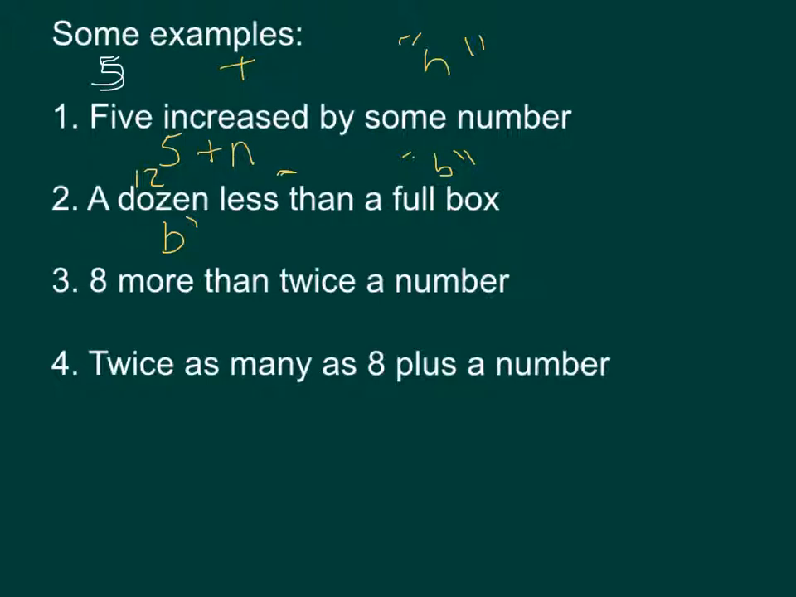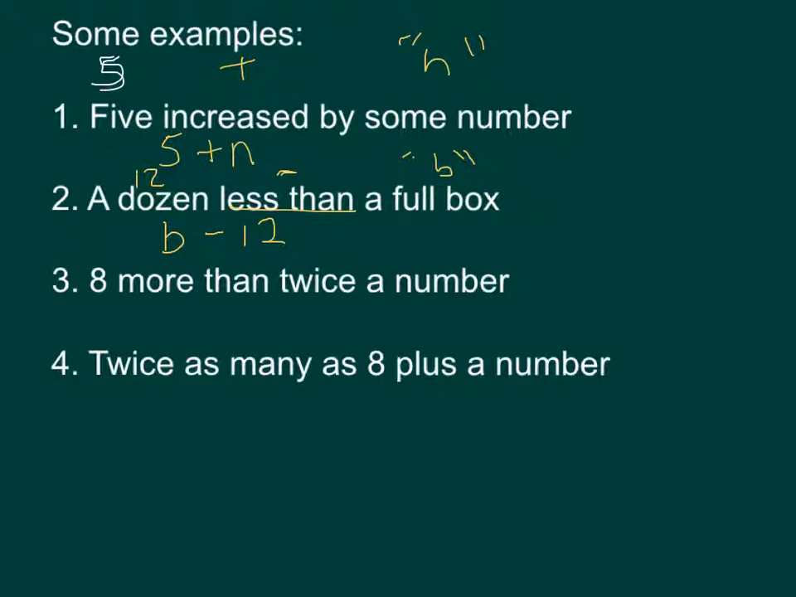Actually, you don't need to write the little quotation marks there. I just did that for effect. But B minus, because we know that, again, the operation is subtraction, and then 12. That indicates 12 less than a full box B.